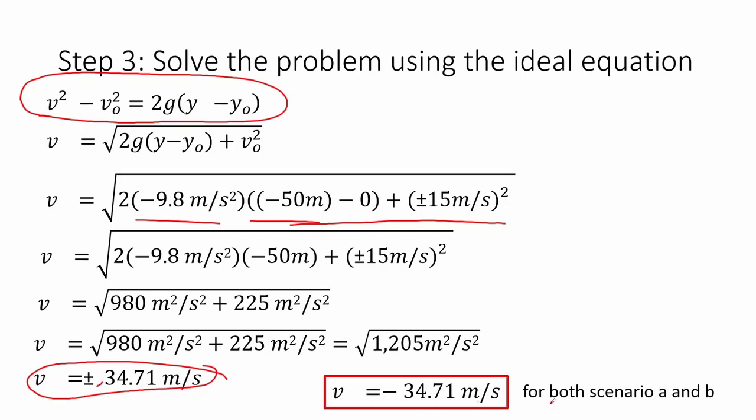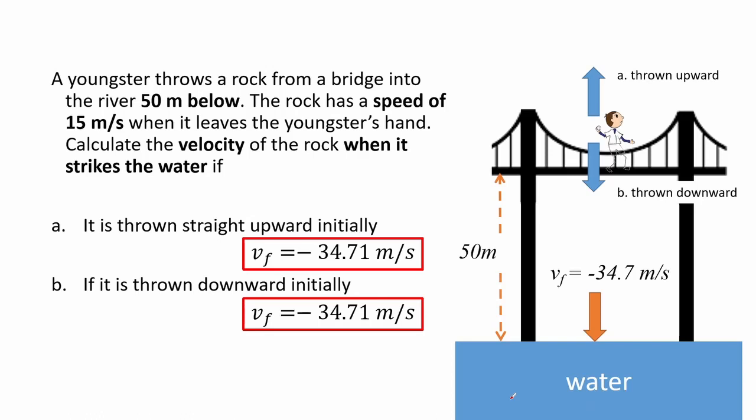Another piece of information that we get is that whether it is initially thrown upward or downward, as it hits the water below both scenarios tell us that it will have the same final velocity when it reaches a position y equals negative 50 meters. So for letter A, it is thrown straight upward initially, and letter B, it is thrown downward initially, will have the same value of final velocity. Remember to show your solutions systematically and box your final answers.